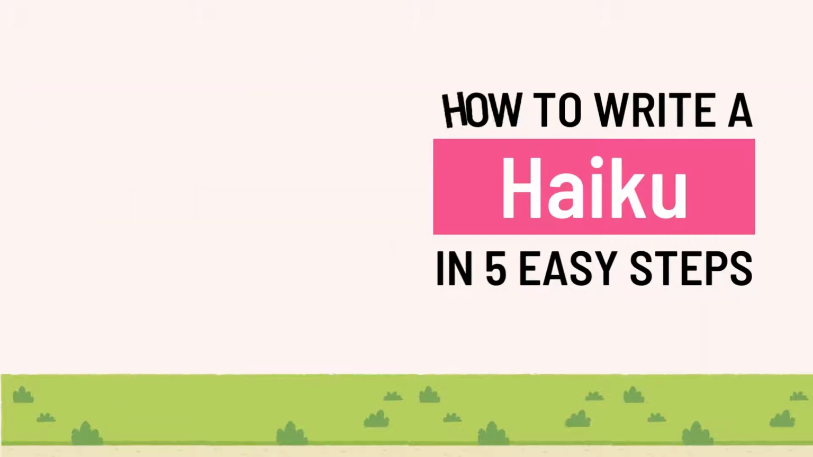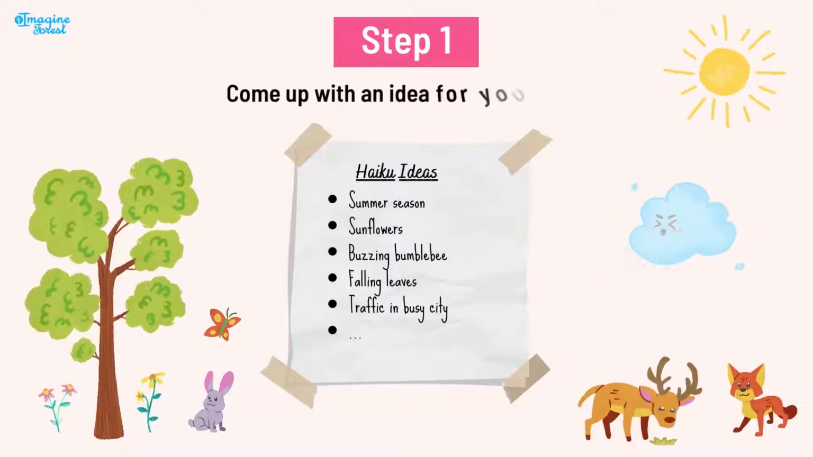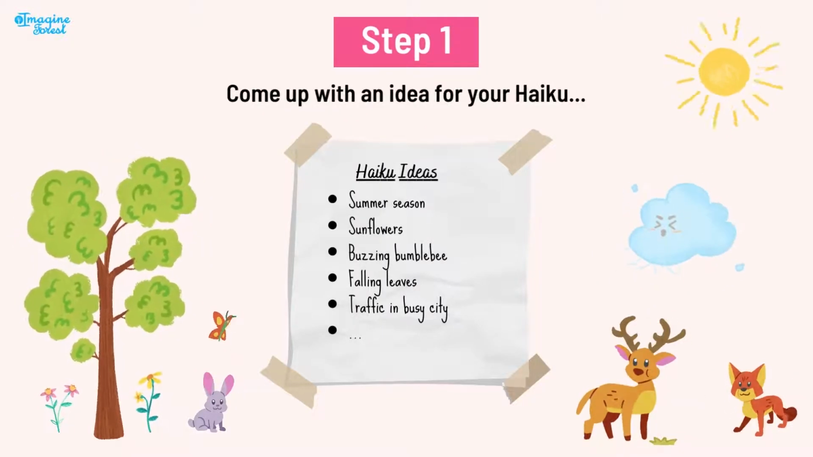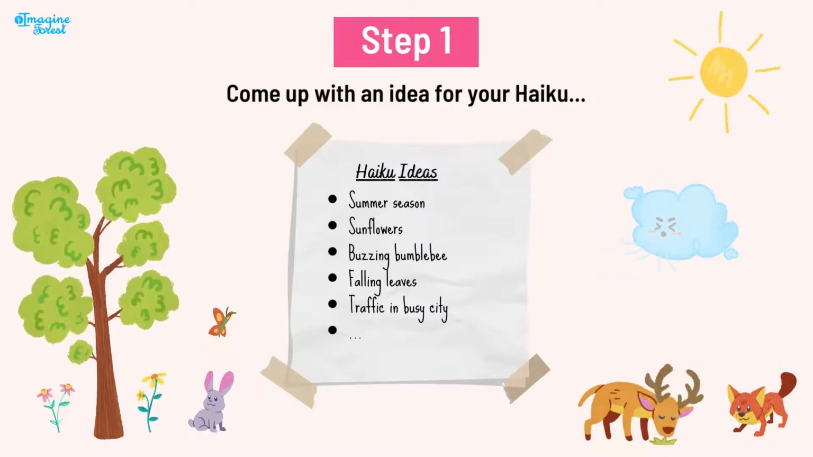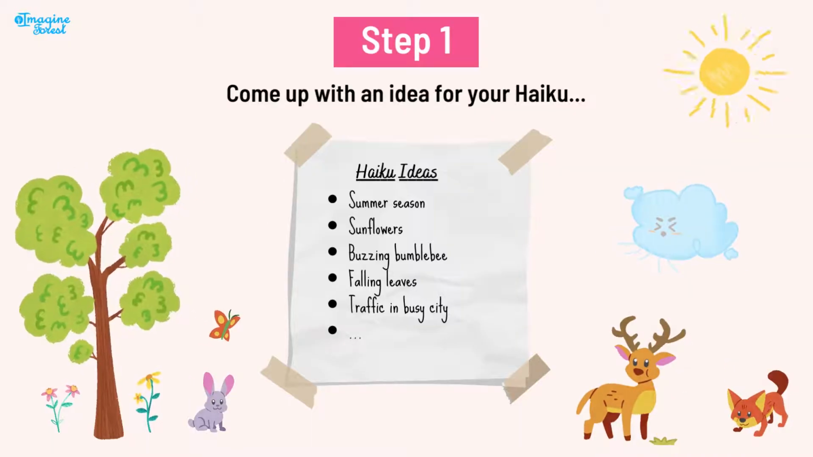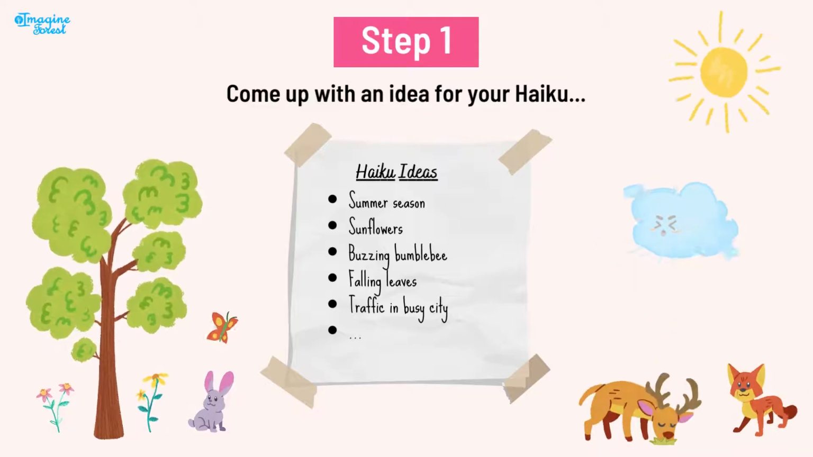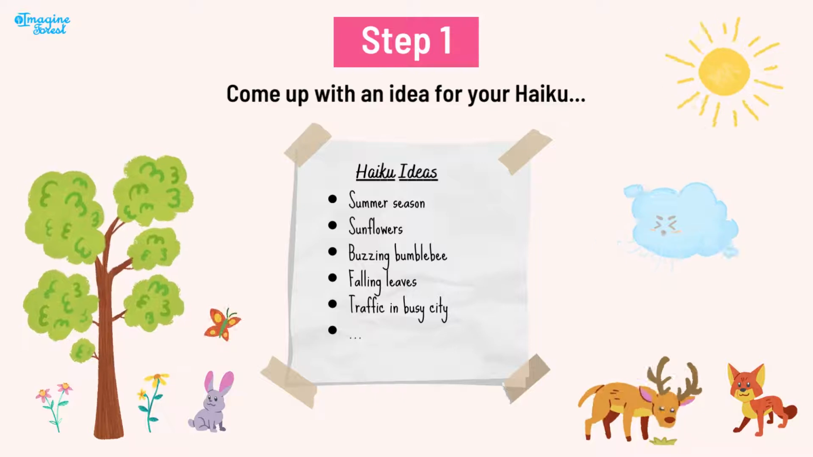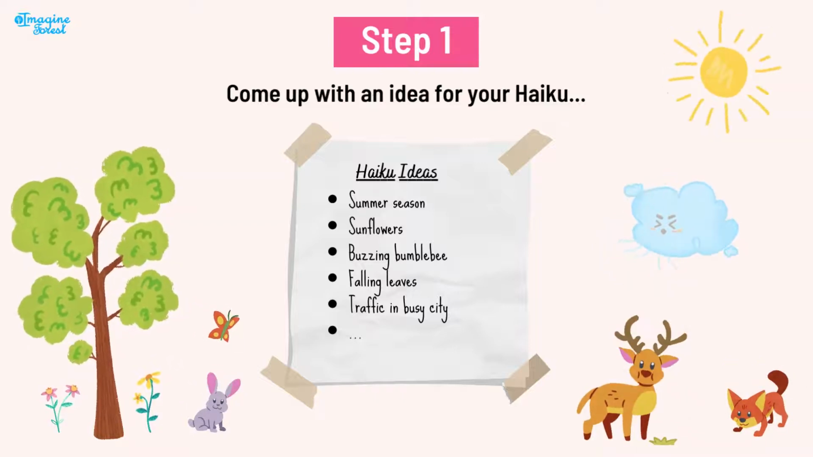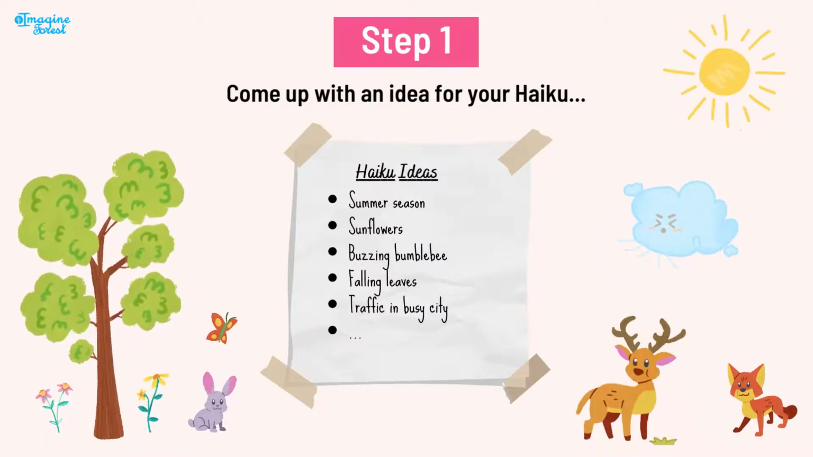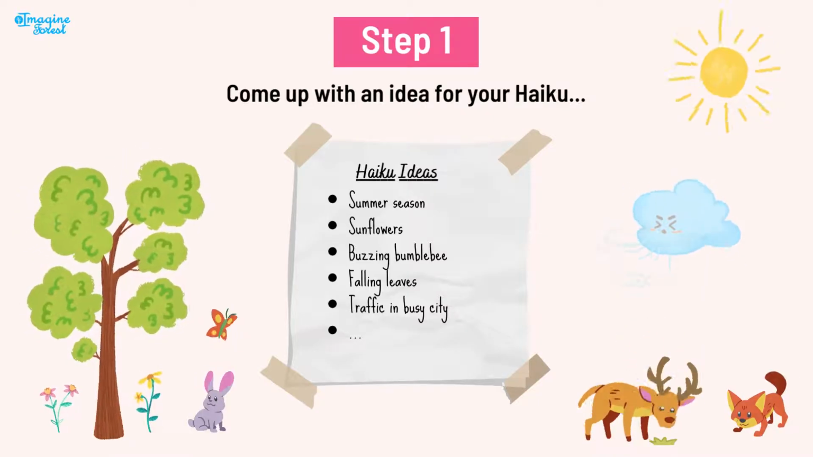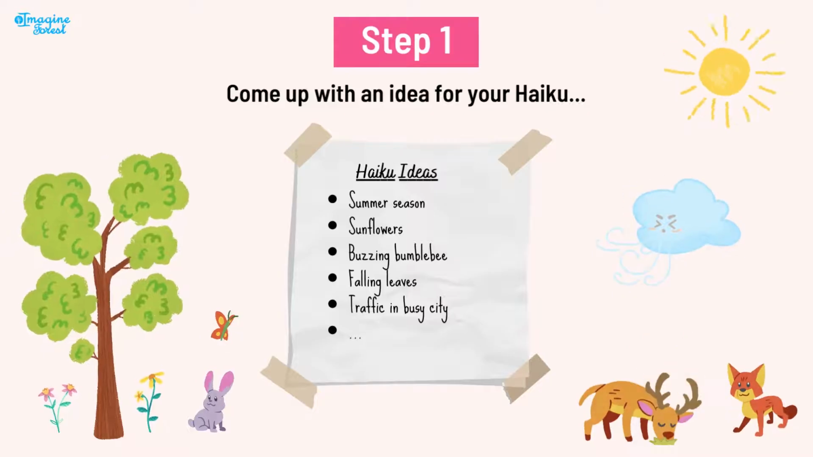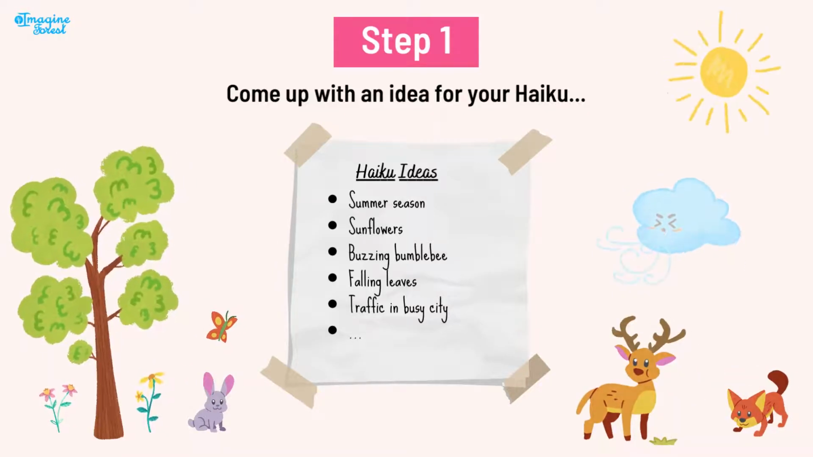The first step is to come up with an idea for your haiku. Traditionally, haikus are about nature, seasons, and even animals. Start by making a list of potential ideas for your haiku. Try to think of at least 5 ideas. Here are some ideas to help you: the summer season, a sunflower, a buzzing bumblebee, falling leaves, or traffic in a busy city. Now from this list of ideas, pick your favorite idea to work with.